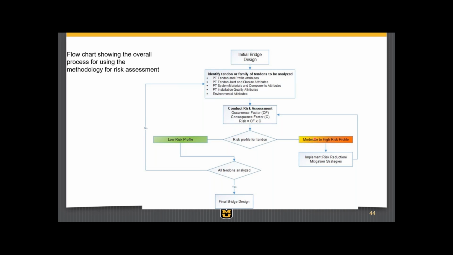Now, if you're in the moderate to high risk range, that says you should look at adding some corrosion protection relative to what you're currently using. That might be a risk reduction strategy or a mitigation strategy. A reduction strategy would be to get rid of corrosion altogether, for example using composite tendons or stainless steel, or you can adjust the mitigation strategy, that is, how do we mitigate this, for example improving the venting protection in the bridge. Then redo the risk assessment until you get into a low risk profile. Repeat that until all the tendons are analyzed, and then you go forward with your final bridge design. That's the concept of it.